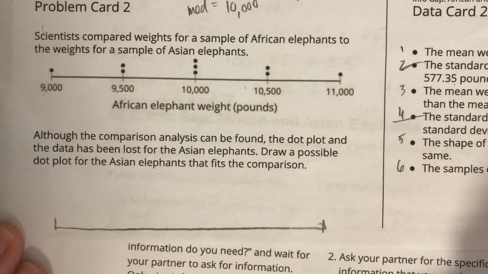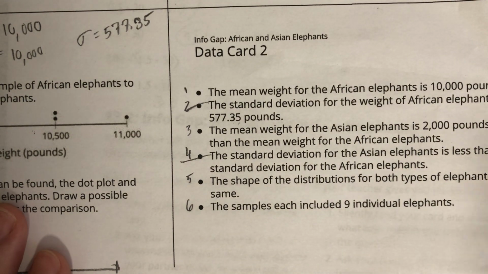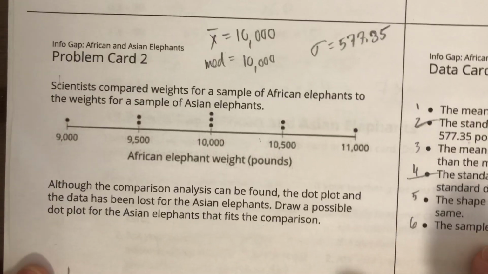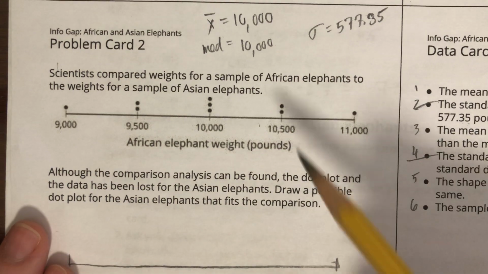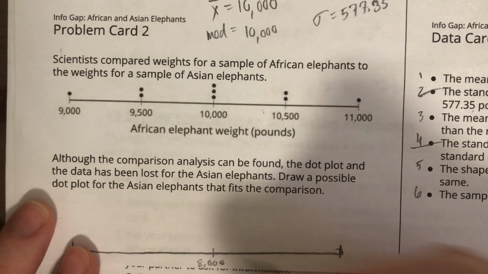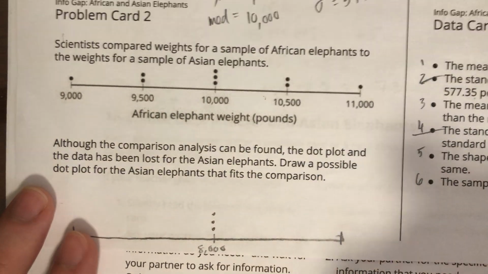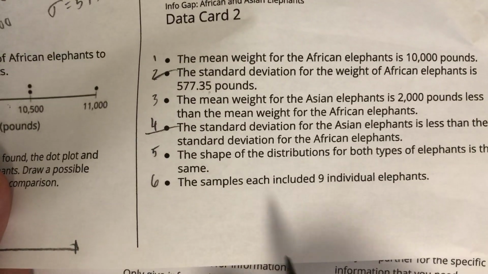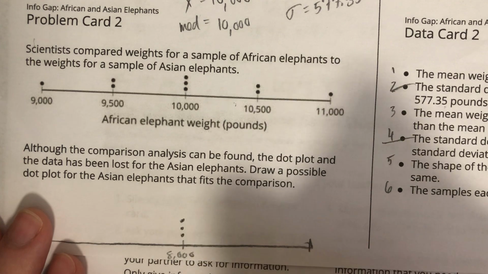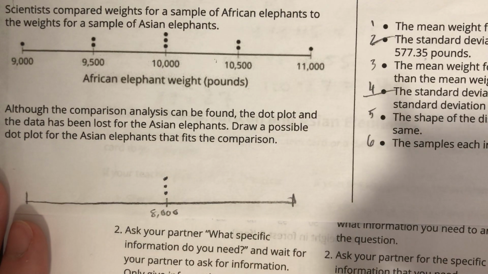All right. The mean weight for the Asian elephants is 2,000 pounds less than the mean weight for the African elephants. So if that's true, what is the mean weight for the Asian elephant? Okay, so if it's 2,000 less, the mean weight is going to be 8,000. And that's really going to tell me where I can put the center of my graph here. I know that I've got 9 individual elephants in both samples, so it's going to be the same number of dots, the same shape, just slightly smaller or more compact.